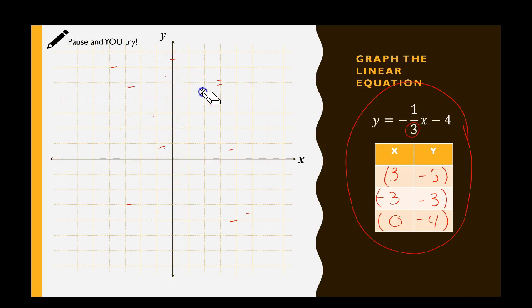All right, so the first one we got is 3, -5, so that's here, 1, 2, 3, 4, 5, that's down here. -3, -3 is here. And then 0, -4, right there. Good. Okay, so that would be my line.